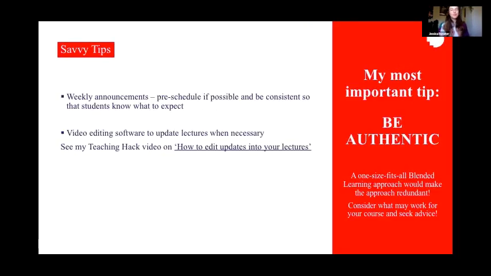Some last tips before we get into the breakout session. I also like to do weekly announcements with my students on their online learning management platform. I pre-schedule these. They usually come out on a Monday morning, same time, same day, same format. I write them the week beforehand and I set and forget. This means students are getting consistent messaging from me. I limit my announcements to just one a week, at the same time, same day, so they know what to expect.